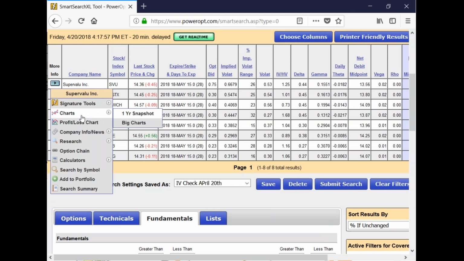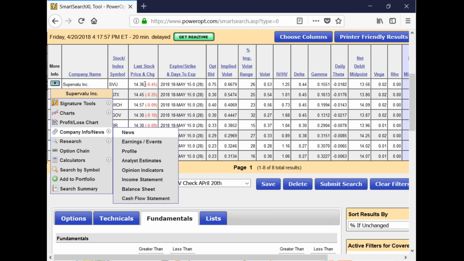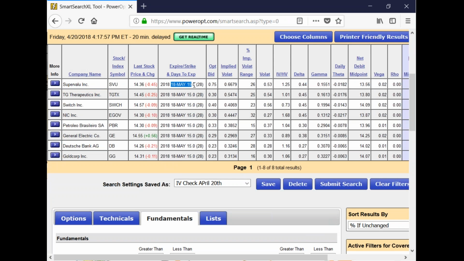Why is its implied volatility so high? Does it have earnings coming up? I can take the stock research or just go to the company information news. Maybe SVU has earnings coming up by the 18th of May, and GG, of course, doesn't. Okay, so that's why some of these are higher than others. Why is the implied volatility higher? Because it implies there's something coming up in the future.